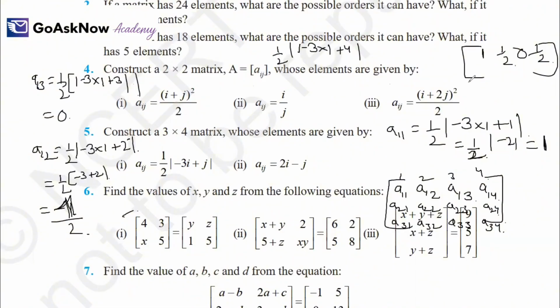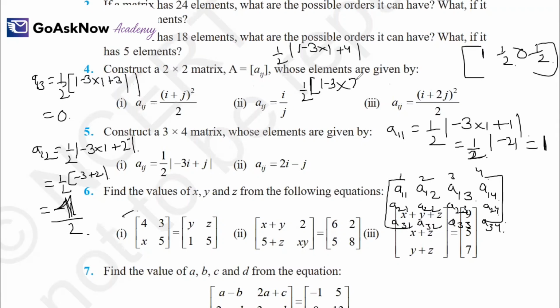Similarly, you can find out A21 also. For A21, you will get half, and inside the mod it will be minus 3 into 2 because it is the second row.